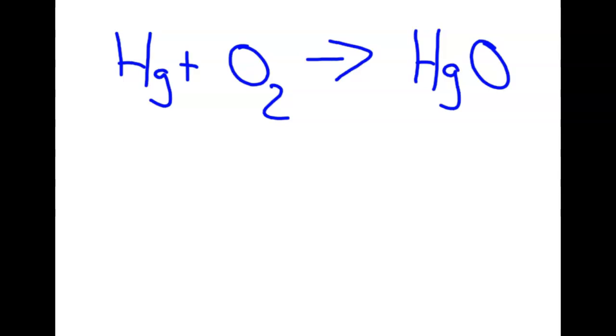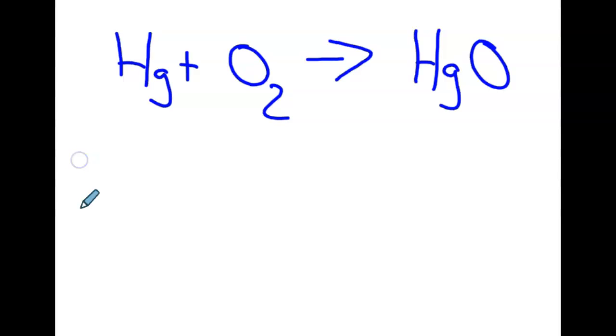Now, anytime you have an equation, you cannot change the subscripts. The only thing we can do is put coefficients in the front to make sure we have the same number of each element for the total number of atoms, following the law of conservation of mass. To do this, we're going to identify how many atoms we have of each element on each side of the equation. If you recall, the left side is the reactants, the right side is the products.